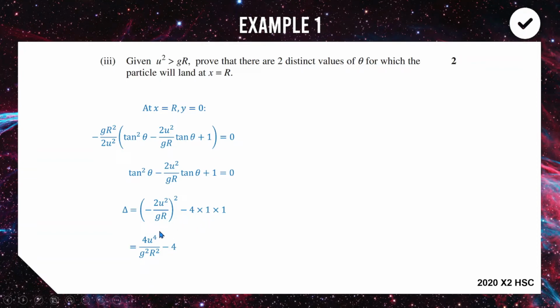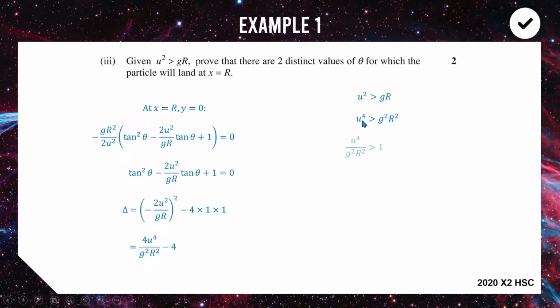So now we are trying to show that this is greater than 0, so that our discriminant is positive, so that this quadratic equation has 2 solutions. So using the conditions in the question, u squared is bigger than gr. This means if we square both sides, u to the 4 is bigger than g squared r squared. I'm trying to make it look like this, remember?